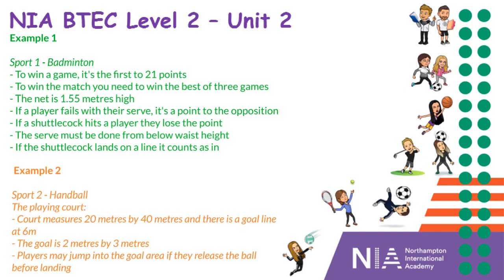So I would recommend, rather than just putting together a load of rules and regulations and just bullet pointing them, you could start to subheading them into different sections, such as the playing court, the ball, the number of players, referees, the length of game, scoring, attacking, defending. Again, it all depends on the sport that you've chosen, but this is a much better example, example 2. If they were to continue in this fashion for both sports that they've chosen, that would then give them a level 2 pass.